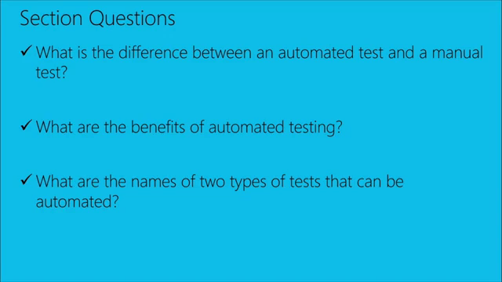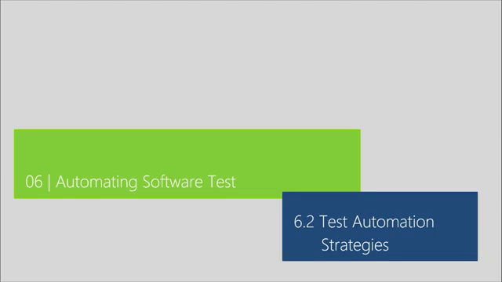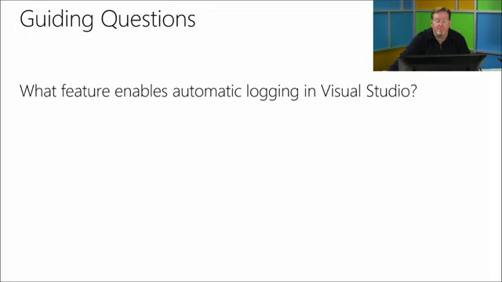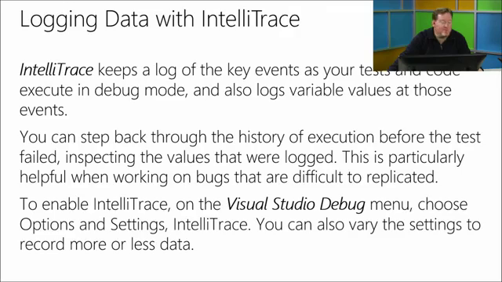Awesome. Great. So let's move on to 6.2, test automation strategies. Inside of this module, we will review logging and automation priority. The guiding question for this section is, what feature enables automatic logging in Visual Studio? Now, for those of you that have already looked at some of our other modules, you already know the answer to this. Eric, tell us about IntelliTrace.